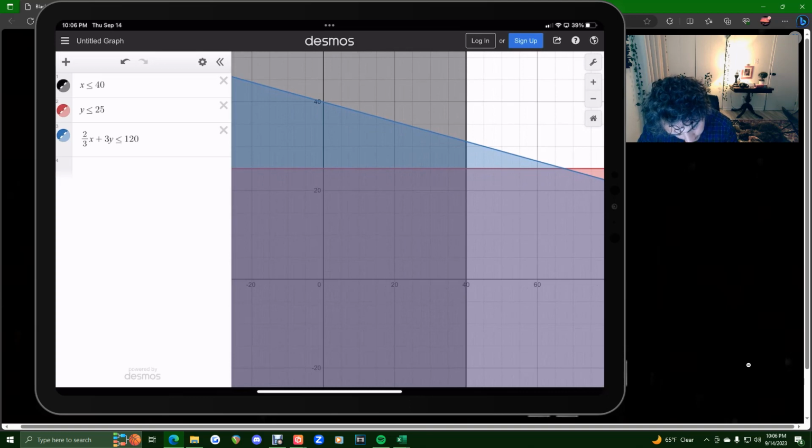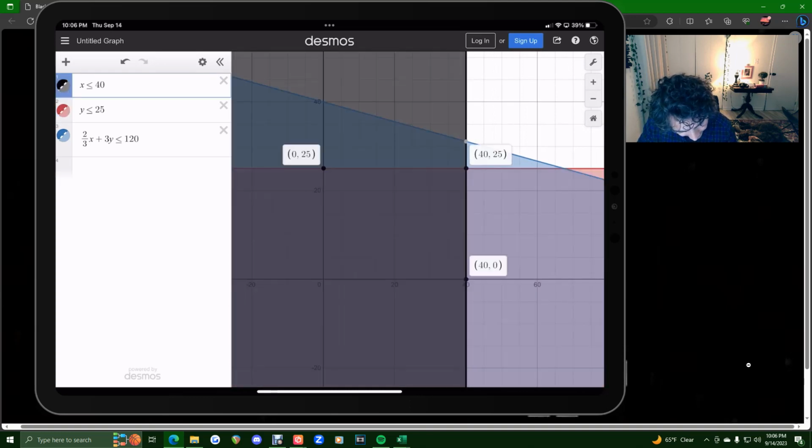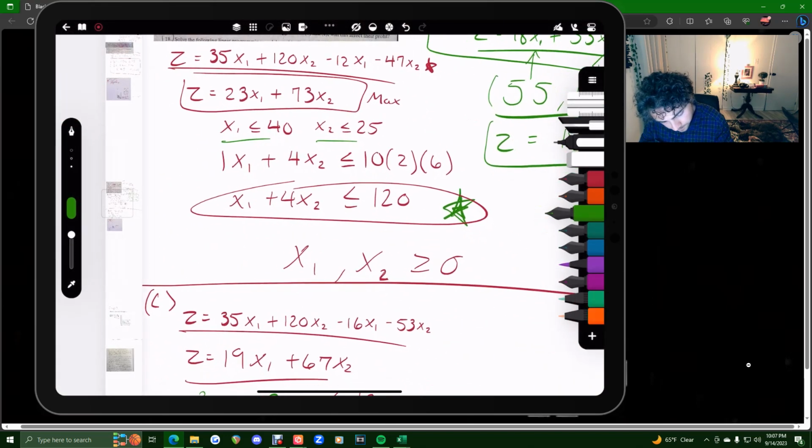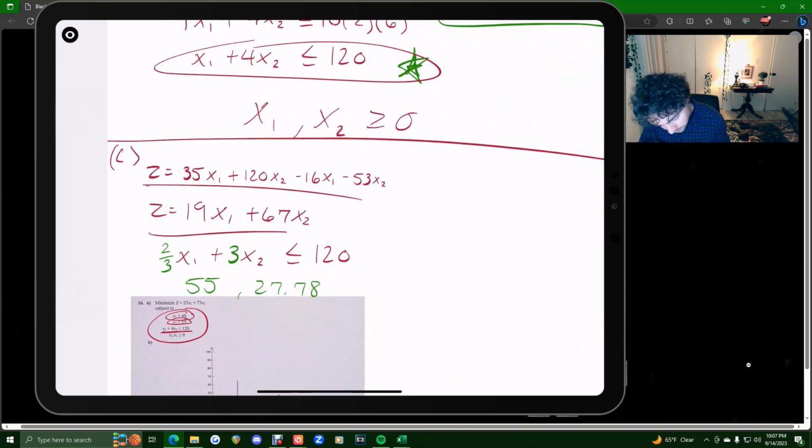I guess it would just be that, and that. Yeah. So of these 3 points, the one that's going to produce the max profit has got to be the 40 and the 25. So 40 and 25 for this one. All right. 40 and 25 when plugged in here would give us some sort of profit. Let's see what that is.